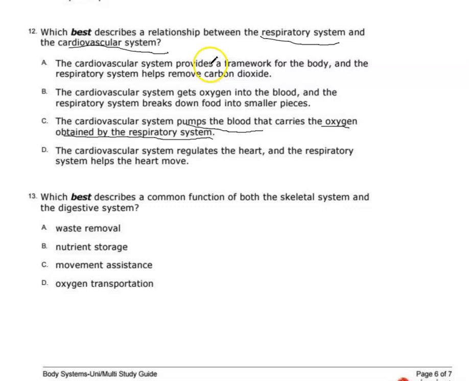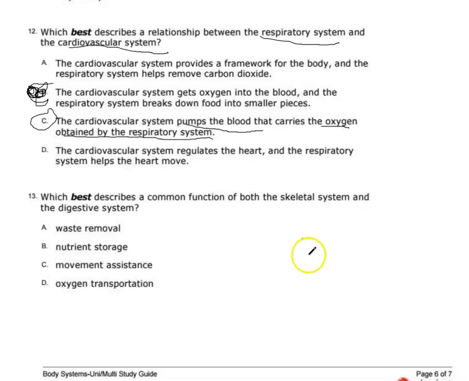Because the cardiovascular system does not provide a framework. That is the skeletal system. The cardiovascular system gets oxygen. Nope, that would be the respiratory system. And the cardiovascular system regulates the heart. Maybe, but the respiratory system does not help the heart move. So your best answer for that one is going to be, oh, nope, sorry, not B, my bad. C.